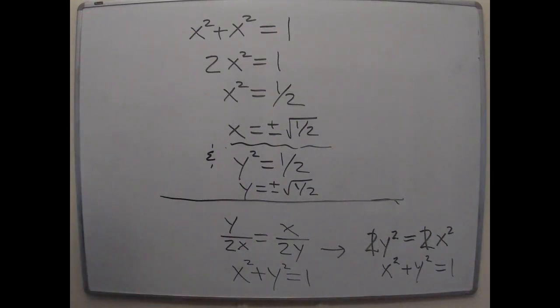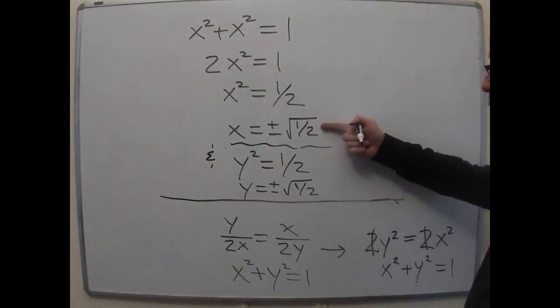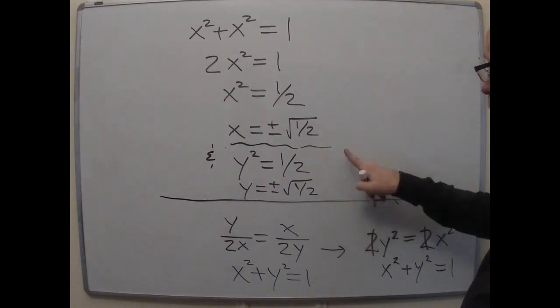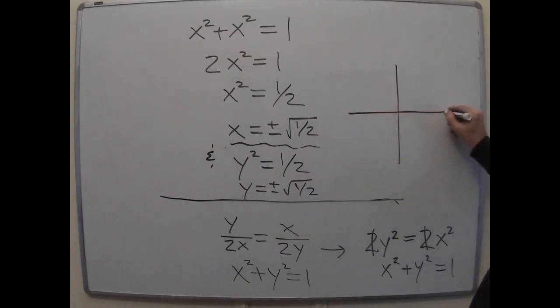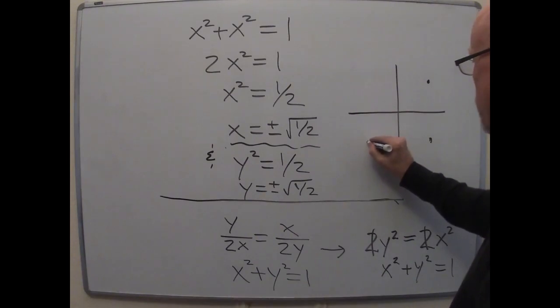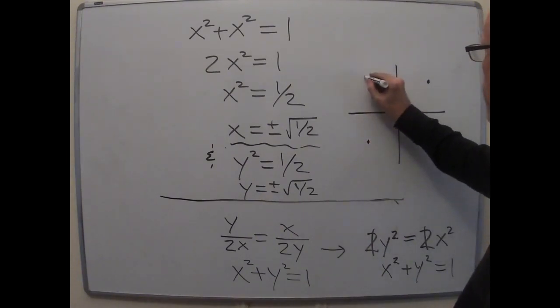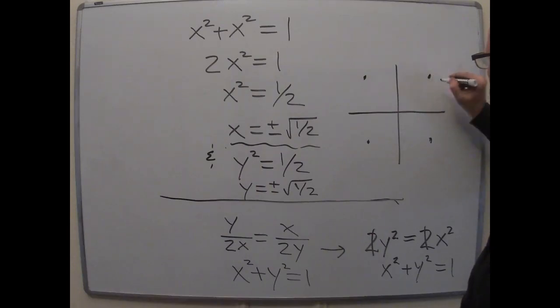Let's try to visualize this. What we've got here is two different conditions. One is that x is plus or minus root 1/2. The other is that y is plus or minus root 1/2. That actually turns into 4 locations in the plane whose coordinates are equal to plus or minus square root of 1/2. A little bit off, isn't it?